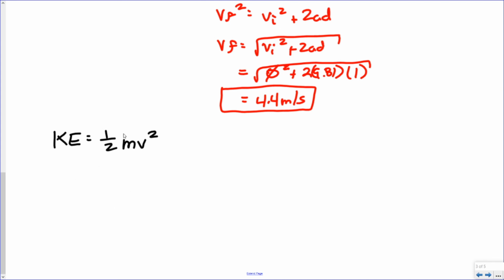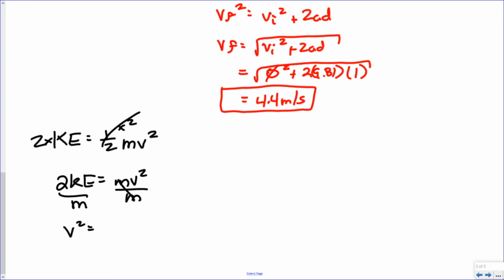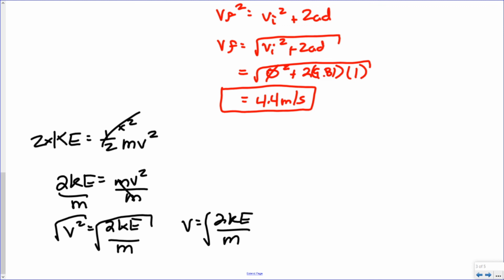We want to get rid of this 1/2, so we're going to multiply by 2 on both sides. So that'll cancel out. We have 2KE equals mv squared. We want to get rid of this m, so we'll divide by m on both sides. So we have v squared equals 2KE divided by m, and we don't want v squared, we want v, so we'll take the square root of both sides. So v equals the square root of 2KE divided by m.